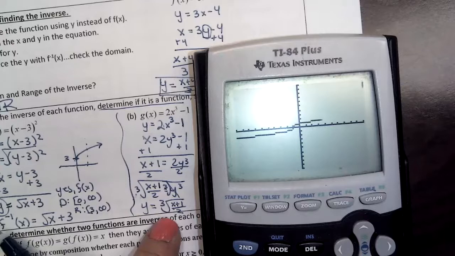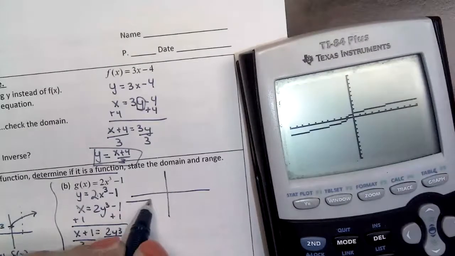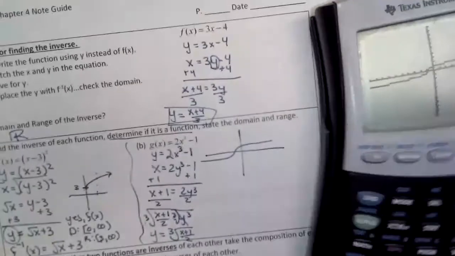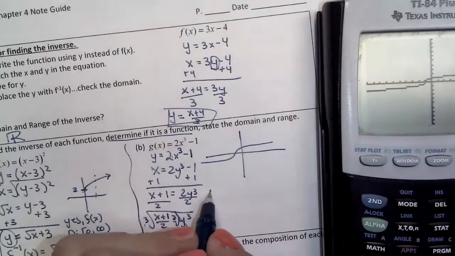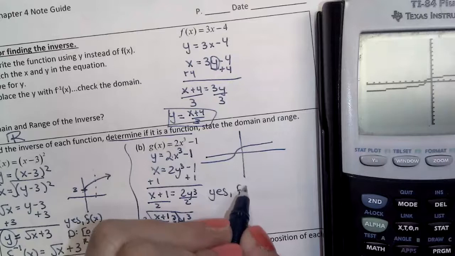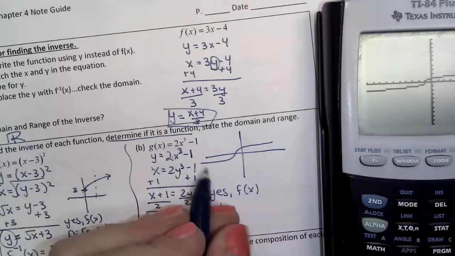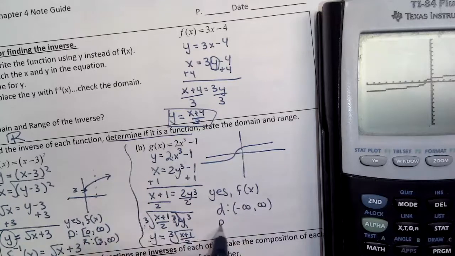Okay. And you see what it looks like there. So it goes kind of like this and kind of like that. Okay. So that one right there is a function. Okay. So yes, it is a function. The domain is from -infinity to +infinity, and the range is from -infinity to +infinity. Okay.